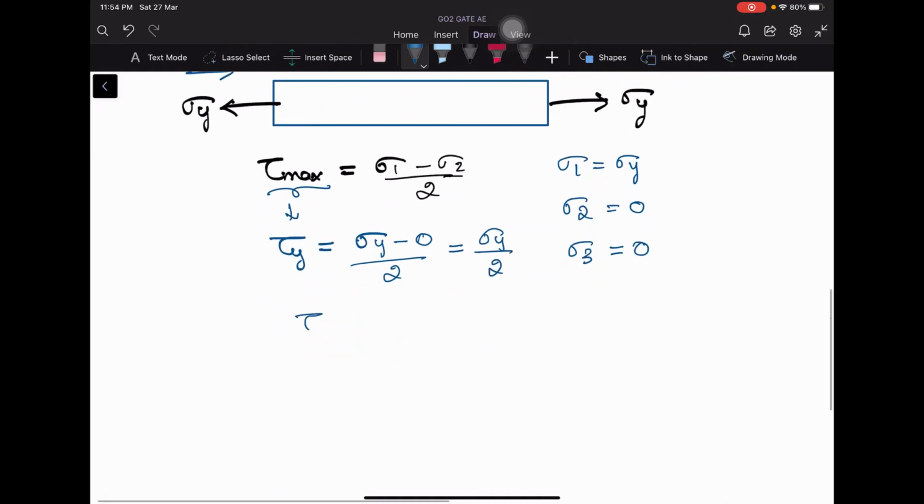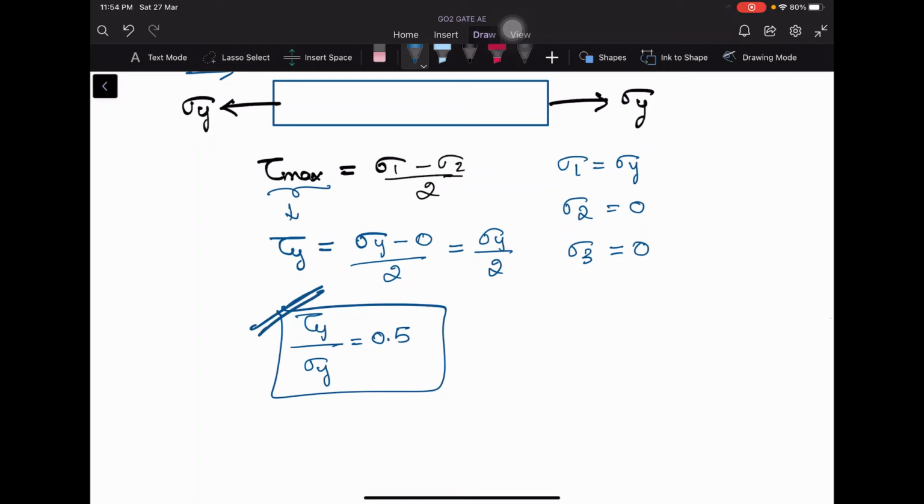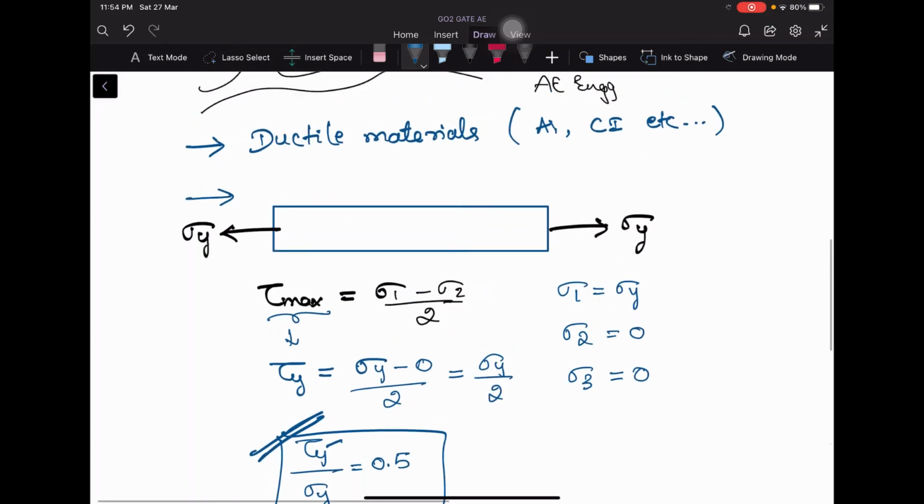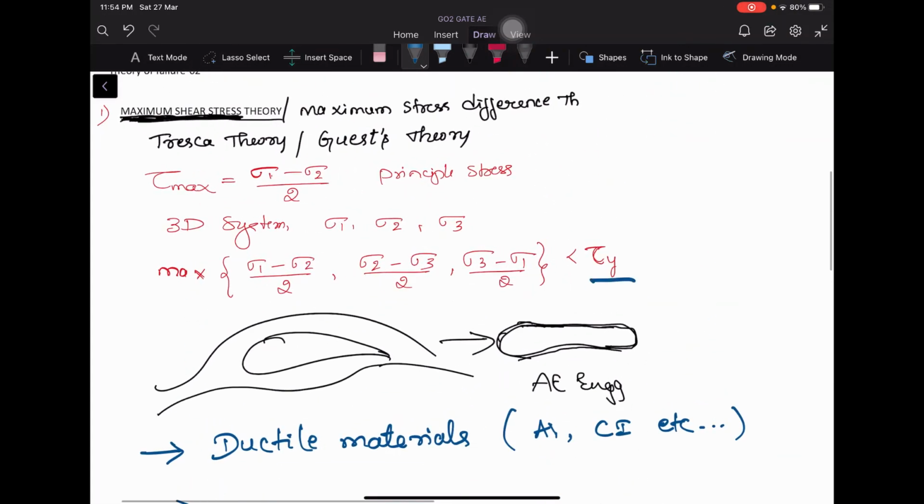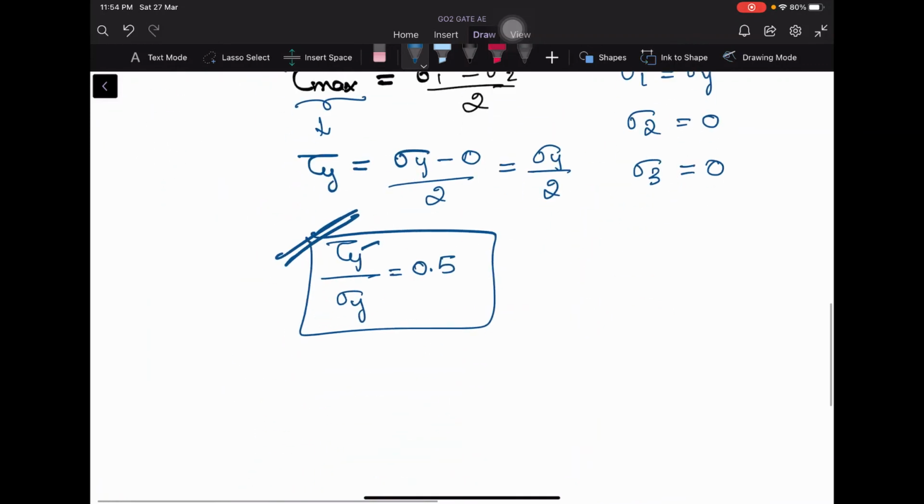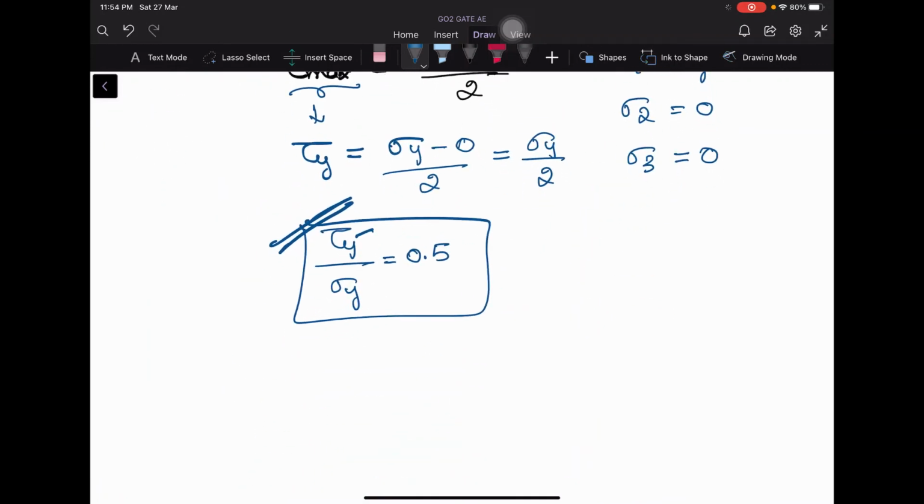So this is one more important formulation, that is tau y by sigma y is equal to 0.5. So block this formula, and this is very important because in most of the questions they give you sigma y and you need to calculate your tau y and use it in your formulation, because in your formula you have tau y. So if they give you sigma y, you need to convert it into tau y and then use it in the formula. Then this is one more formula.